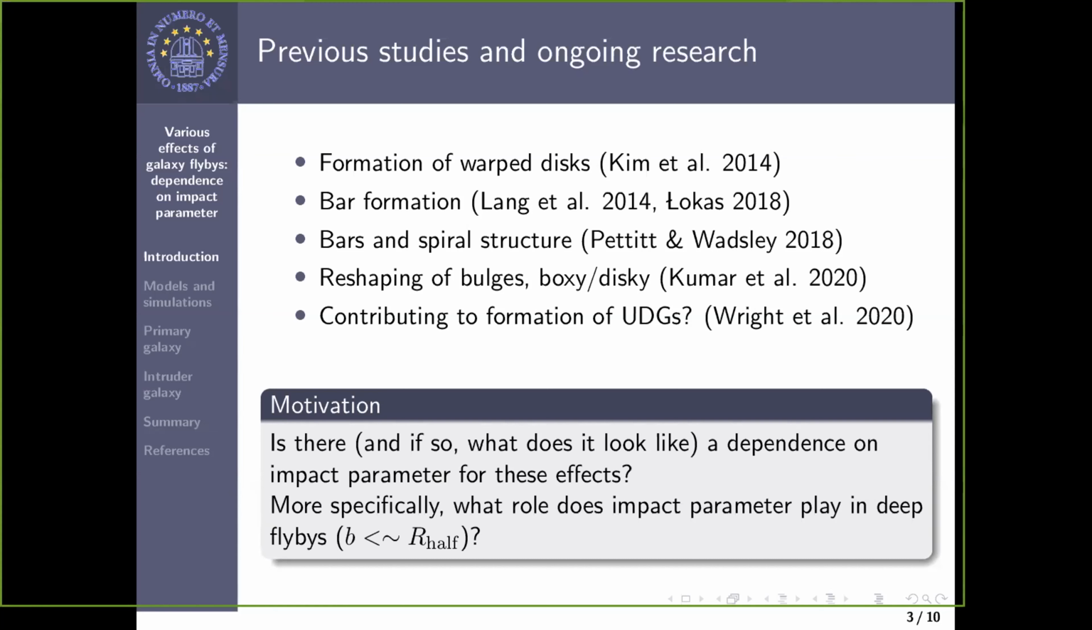There is also ongoing research on how these interactions affect the bulges of galaxies, especially how they affect the reshaping of bulges into boxy or disky. They were also discussed as a possible channel of formation of ultra diffuse galaxies, but more research needs to be done on that. So our motivation here is to further explore the dependence on impact parameter for these effects, to see what role it plays in regard to all of these effects, and maybe possibly find some relation which connects the strength of these effects with impact parameters.